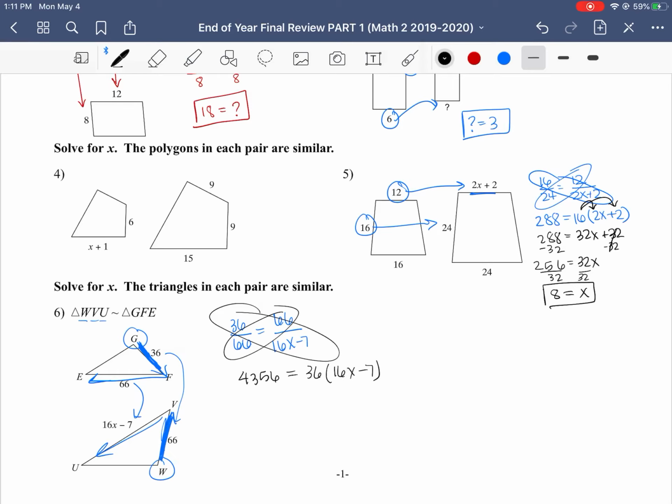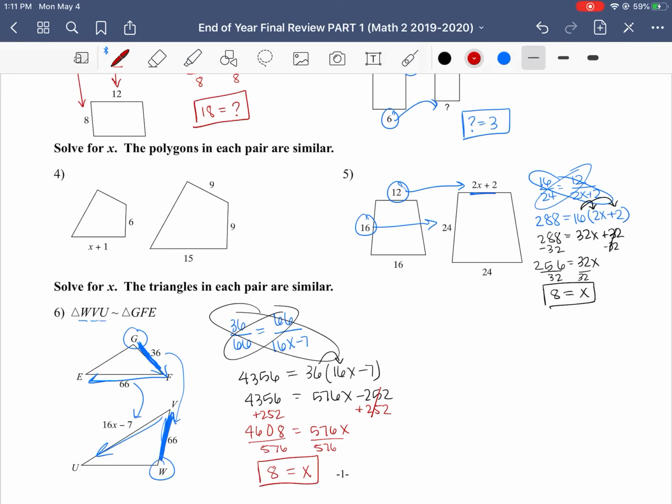Okay, and again, if it helps just to distribute that as you're solving, you can do that. 36 times negative 7 leaves us with negative 252. Okay, and then we're just solving, so we're going to add 252. We get 576x. We get 8,064 when we add that together. Oops. And then we divide that. And it looks like we end up again with x is equal to 8.